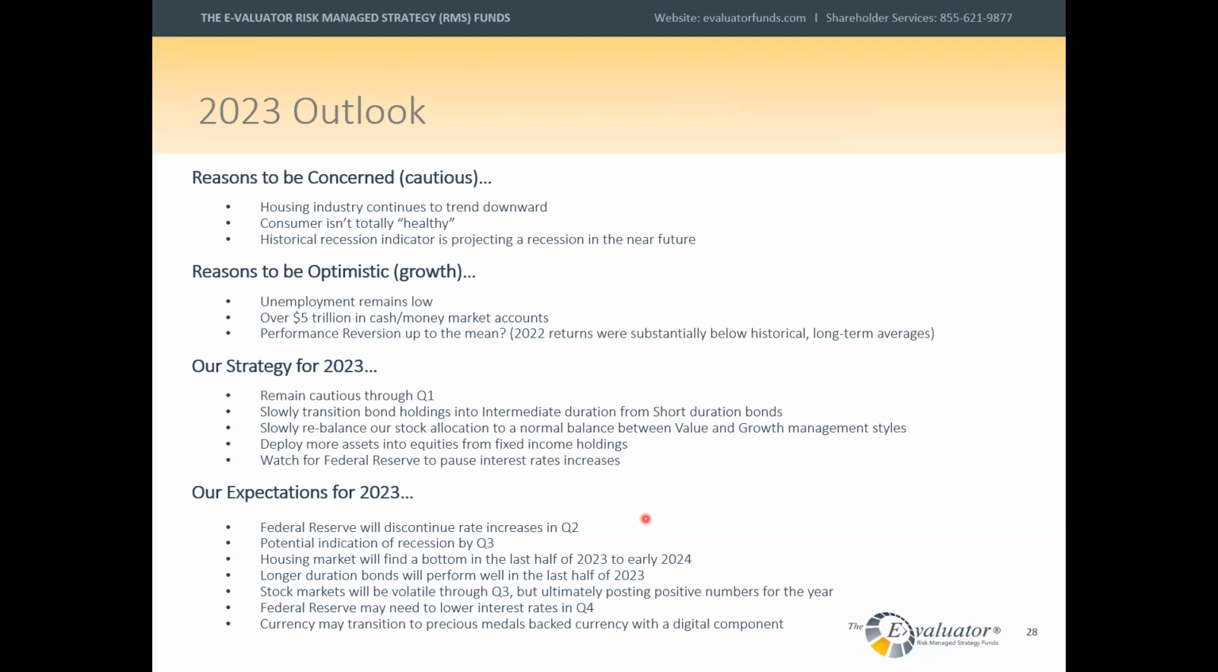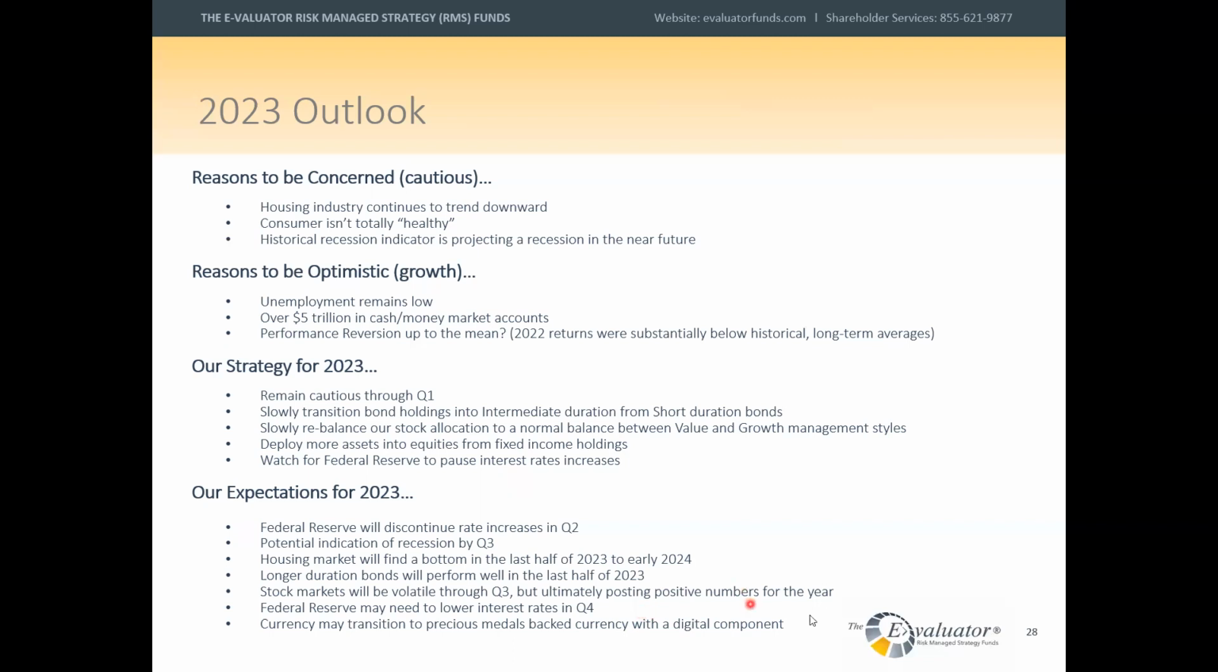Our expectation is the Federal Reserve will continue to raise rates into the 2nd quarter of this year. We expect you'll see the potential of a recession in the 3rd quarter. We think the housing market will find a bottom in the last half of 2023 or early 2024. Long duration bonds will perform well in the last half of 2023, we expect. Stock markets will be volatile, but we think it'll still end up with a positive year. The Federal Reserve may actually need to start lowering rates at the end of this year or the beginning of next year.